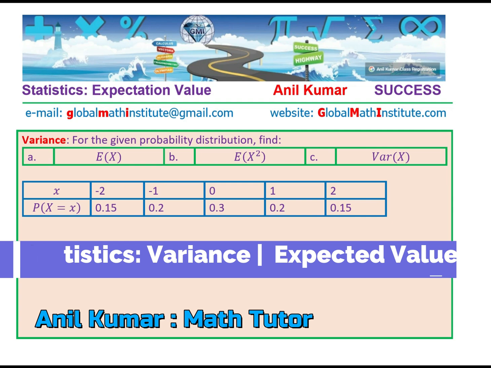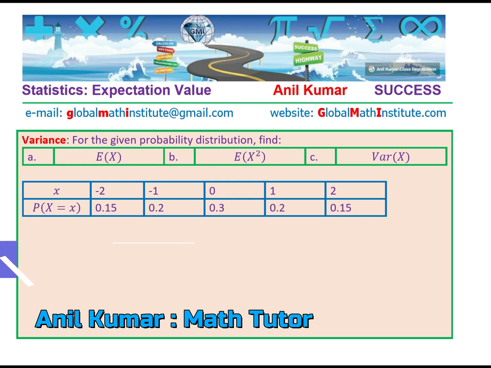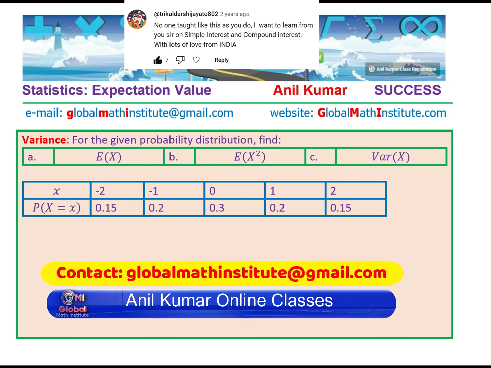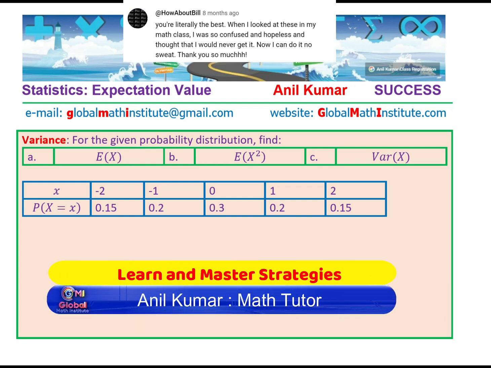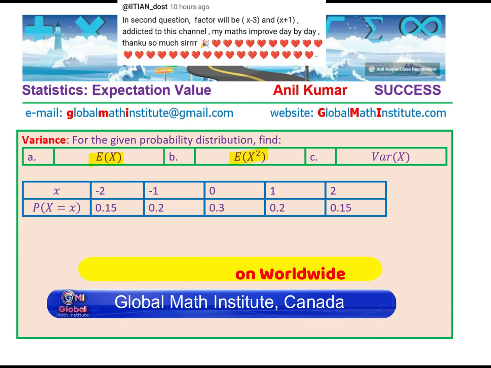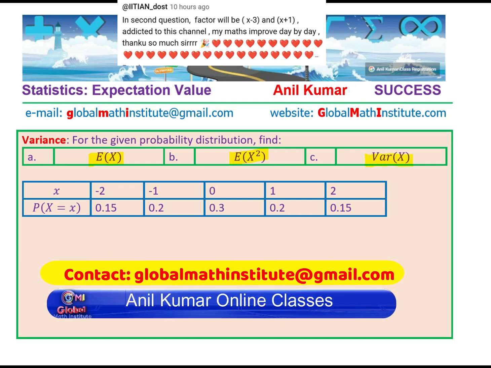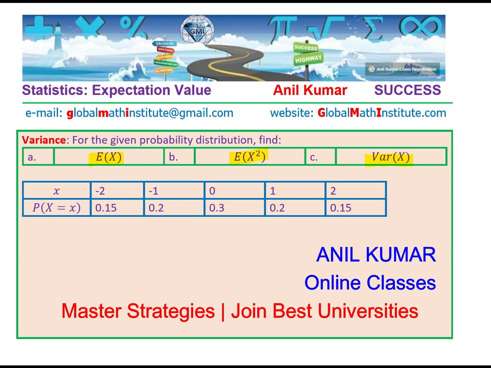So, in the example, we have the data given to us. The x values are minus 2, minus 1, 0, 1, and 2. And their corresponding probabilities are 0.15, 0.2, 0.3, 0.2, and 0.15. We need to find the expected value, E of x, and then we have to calculate E of x squared. And from these values, we need to calculate variance. How are they related, and how do we find variance from these calculations? That is what we are going to understand in this particular video.